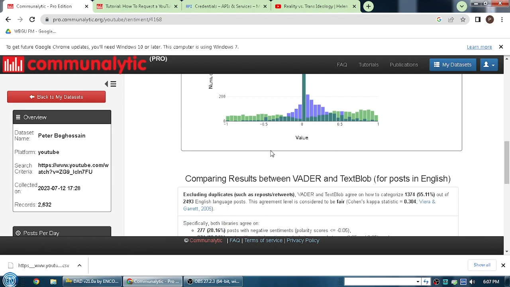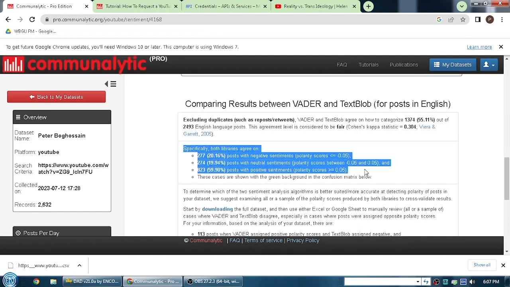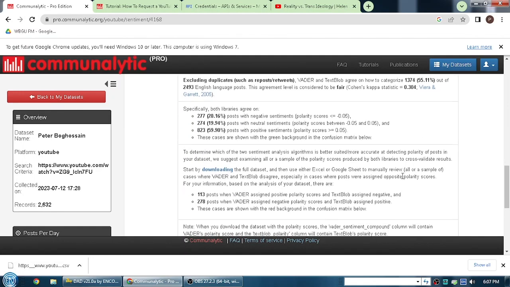Okay, lots in the middle. So let's see, what does this mean? The two different libraries, Vader and TextBlob. I like to look at what both libraries agree on. This is like two different ways of looking at the same information.